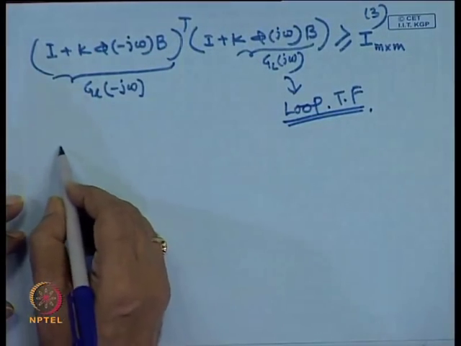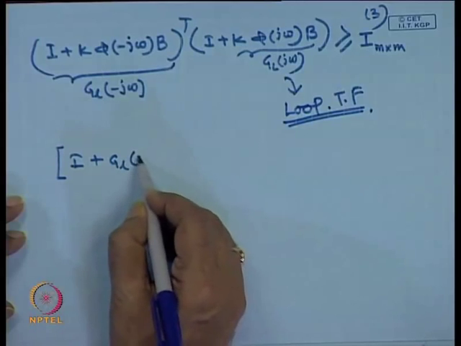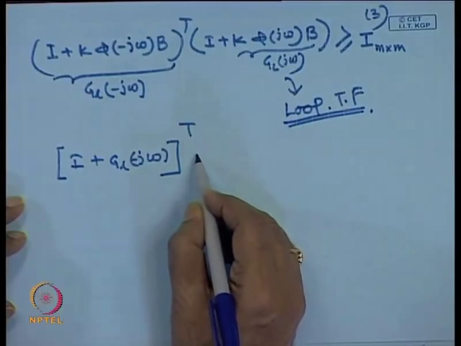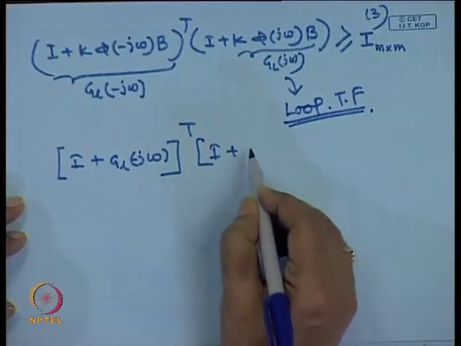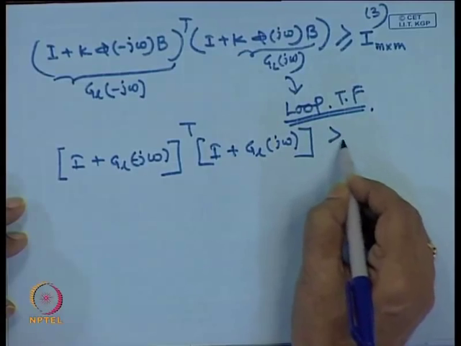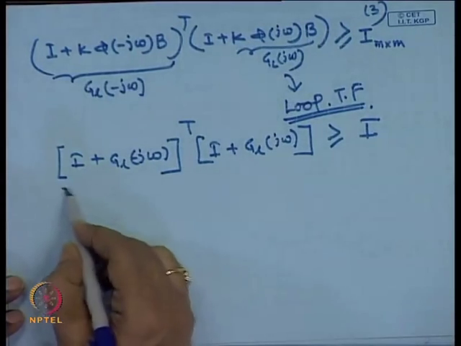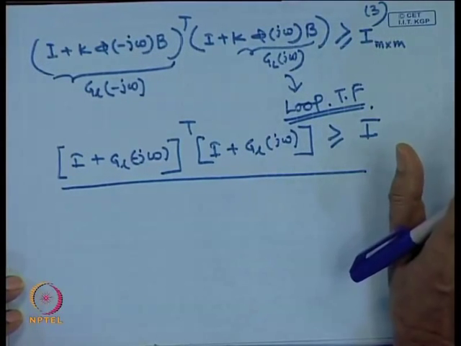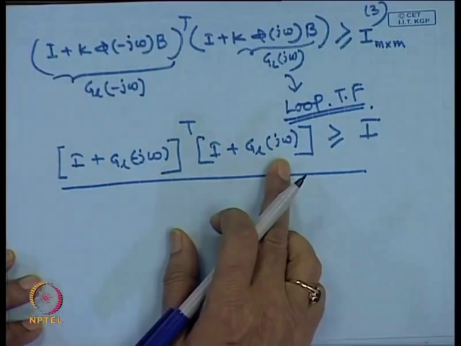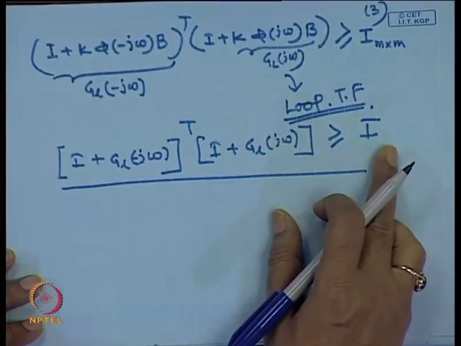So, we can write it now, this (I plus G_L(jω))* transpose into (I plus G_L(jω)) is greater than or equal to the identity matrix. This is the expression we got for the LQR system in the frequency domain: 1 plus G(s), then you take the conjugate transpose of this one multiplied by this, this will always be greater than or equal to 1.